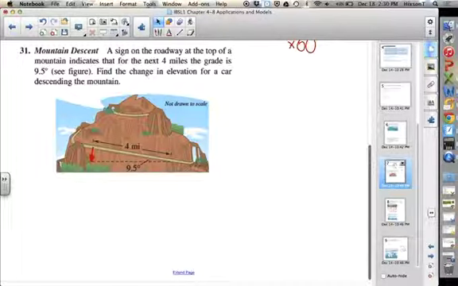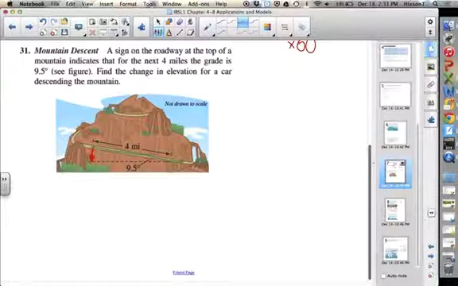A sign on the roadway at the top of a mountain indicates that for the next 4 miles, the grade is 9.5 degrees. Find the change in elevation for a car descending the mountain. Now, when you're talking about 4 miles driving down the mountain, they're talking about the road. So that is our hypotenuse right here, our 4 mile distance.